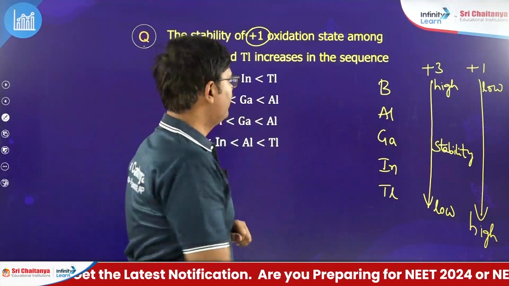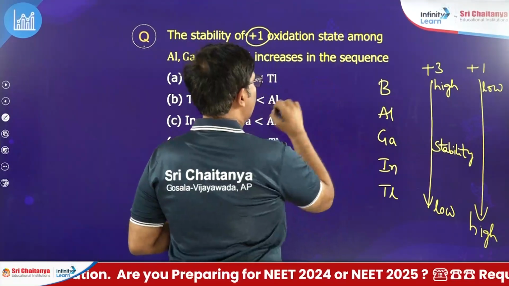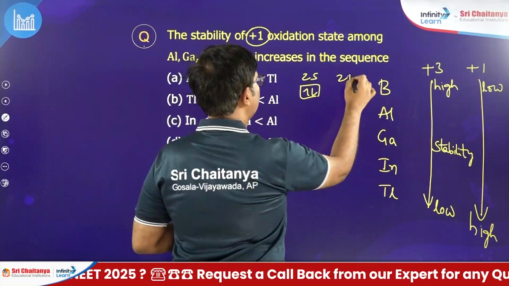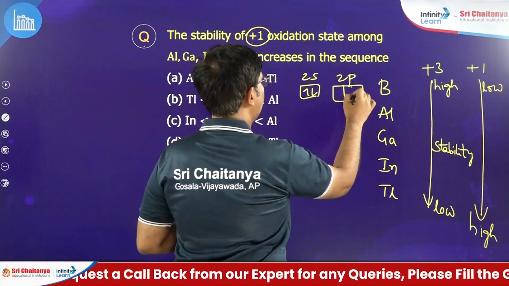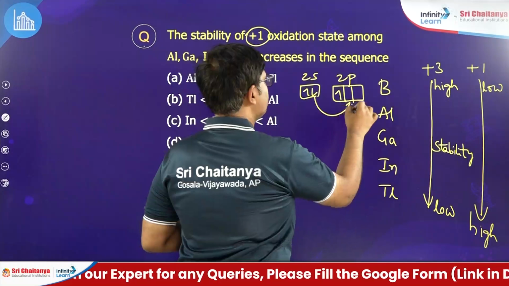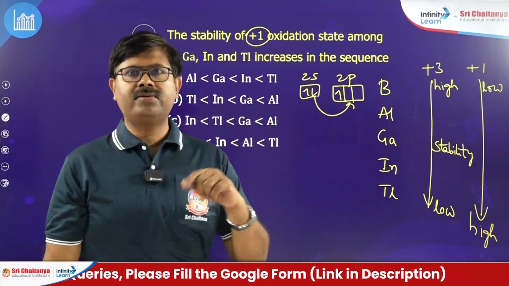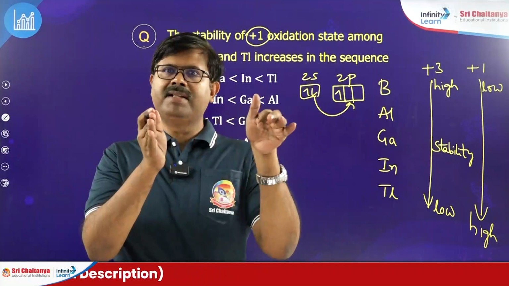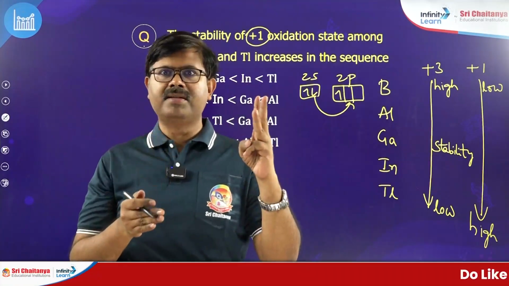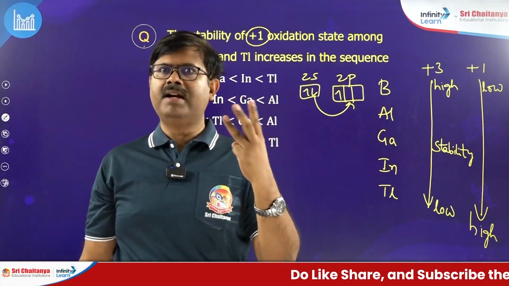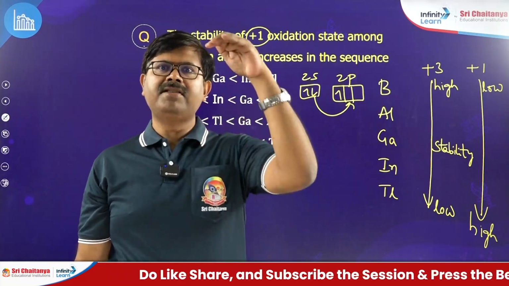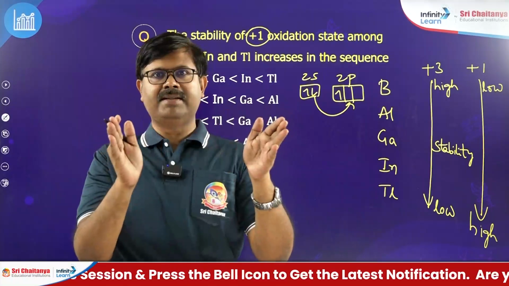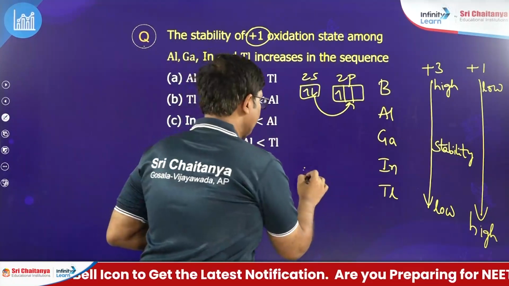Why is this happening? Because if you see the boron configuration, 2s2 2p1. Now, it is easy to excite the electrons from 2s to 2p because the energy gap between s and p is very small. It is easy to excite, creating 3 unpaired electrons. Therefore it is easy to form 3 bonds and exhibit the +3 state. But as you go down the group, the gap between ns and np increases.